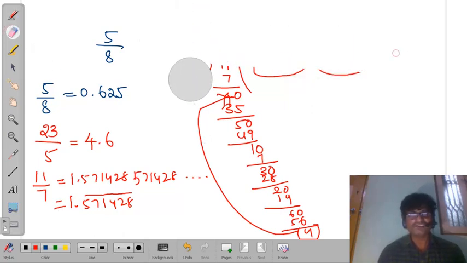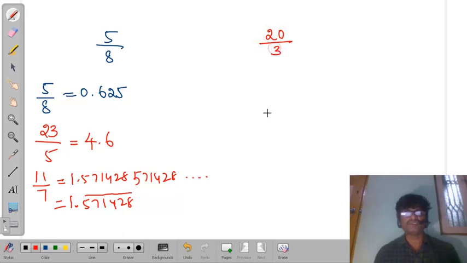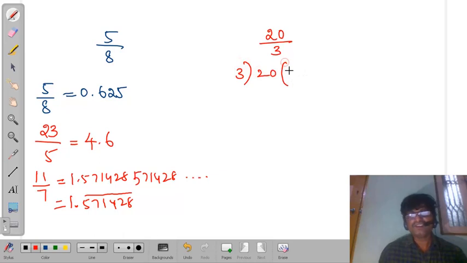Alright, let me take the last example. Suppose you are dividing 20 by 3. So what happens? Let us check. 20, 3 times how much? 3 times 6 is 18. Now if you subtract, you will get 2, put a point here, 0. Again 3 times 6 is 18.